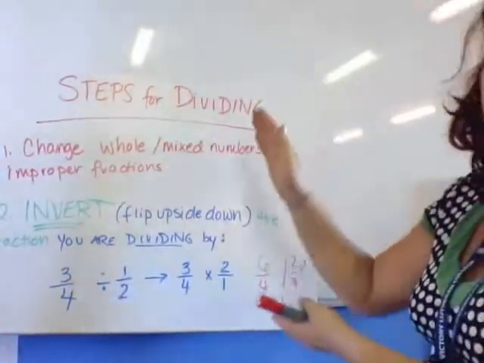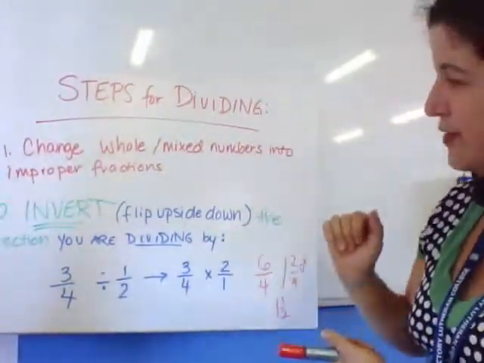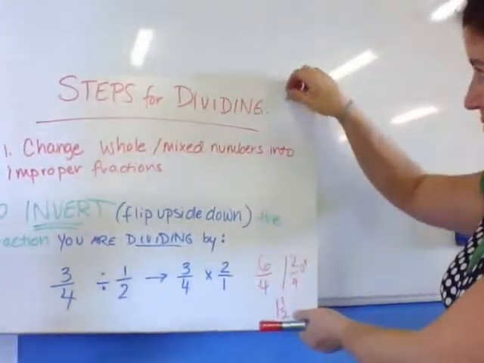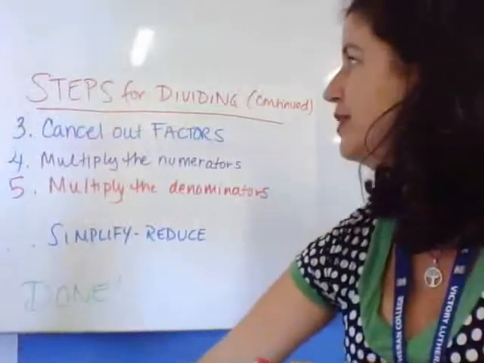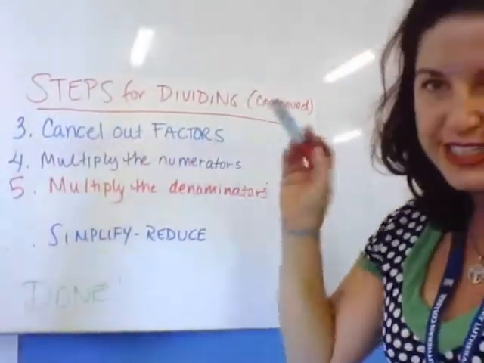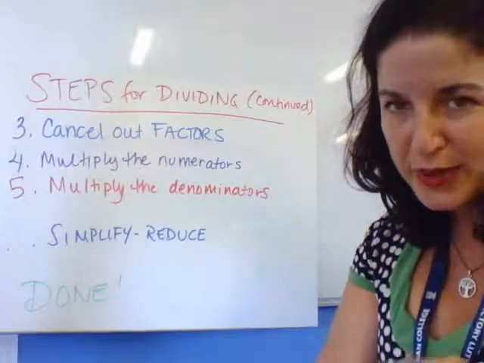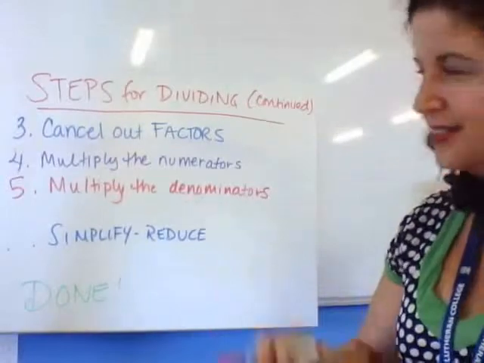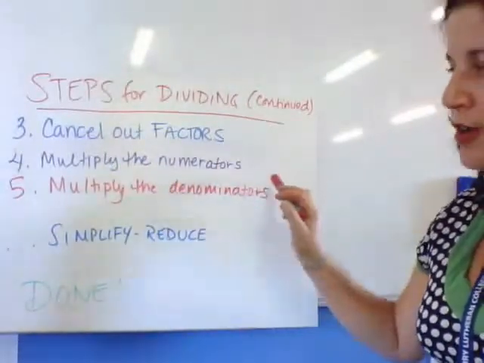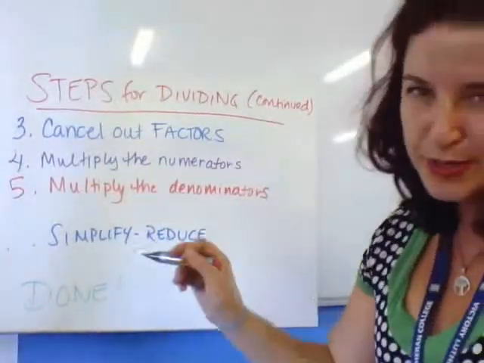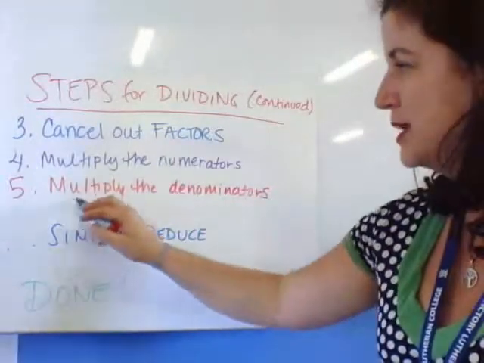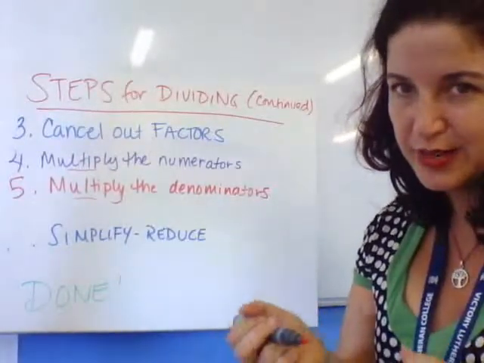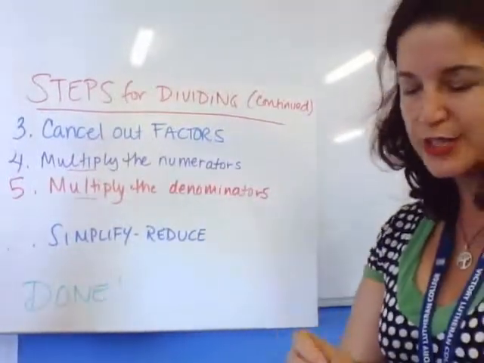Hopefully that makes sense. So we've got step 1, change it into an improper fraction. Step 2, inverting the fraction that we're dividing by only. Step 3, cancel out factors. Now, if that doesn't make any sense to you, I showed you in the multiplication video, and we'll do some demonstrations. Cancel out factors is the shortcut. I'll show you in a minute. Then you're going to multiply the numerators and multiply the denominators. Notice I said multiply. Once you've done the inversion, it's really just like a multiplication problem. Then you simplify or reduce as you need to, and you're done.